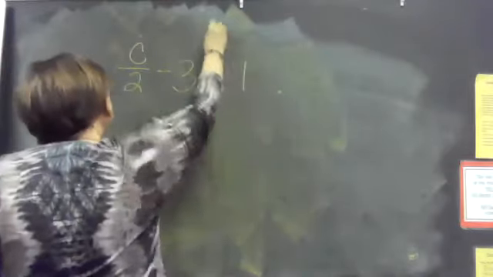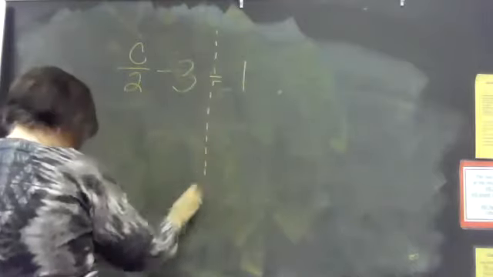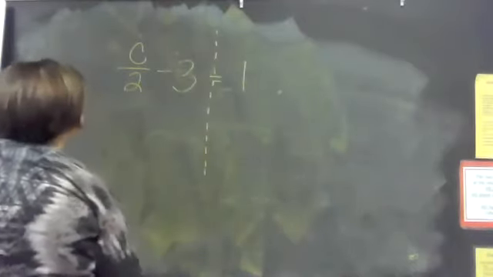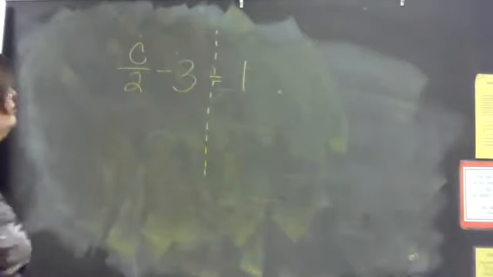Yes, if you don't mind. I'll work 5 and 6 on page 2. Okay. 5 and 6 on page 2. 5 says C over 2 minus 3 equals 1. Line down through the equal sign. Okay, and I go to circle the variable, and there's only 1, so I can circle it.